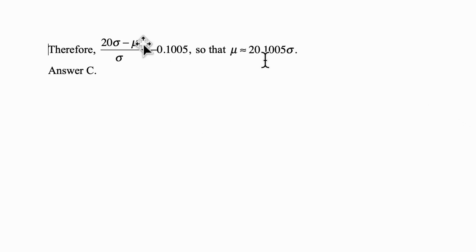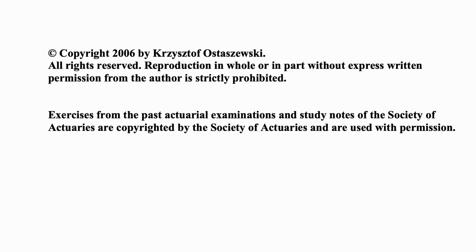Therefore, what we get is that the percentile we just figured out, negative 0.1005, is equal to (20 sigma minus mu) over sigma. And we solve this as an equation in which mu is the unknown, and we get mu to be approximately 20.1005 sigma, and that's answer choice C.